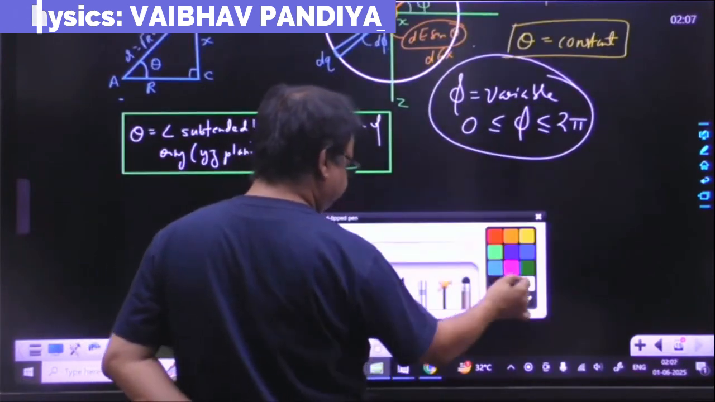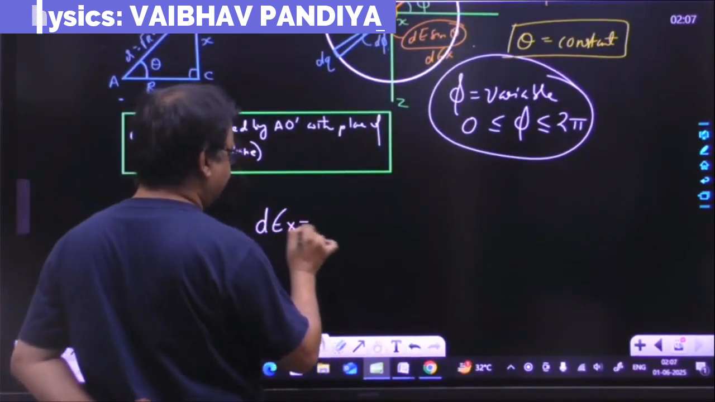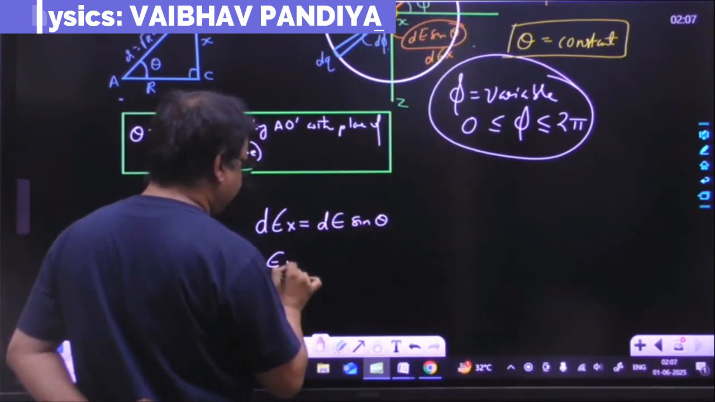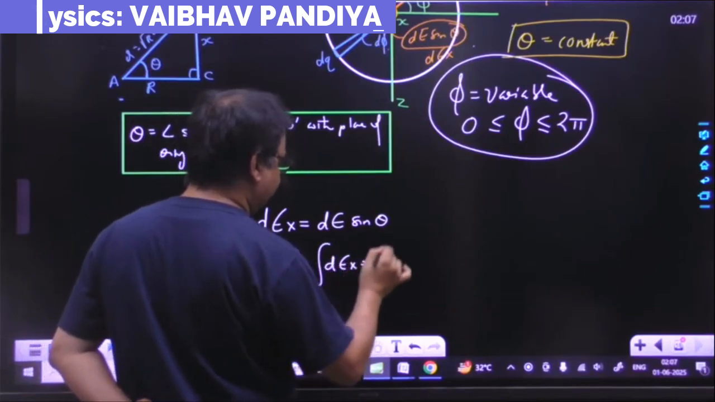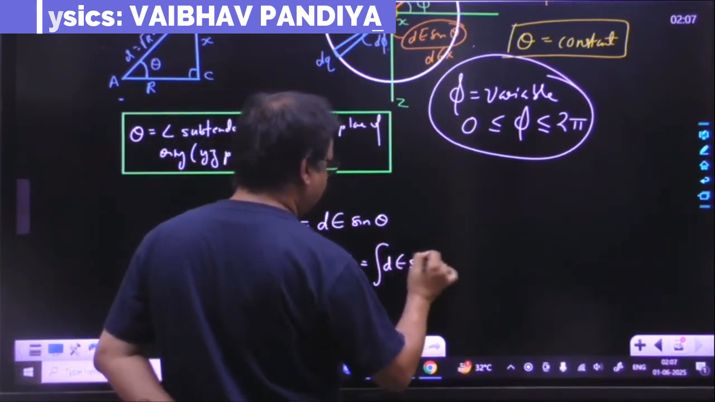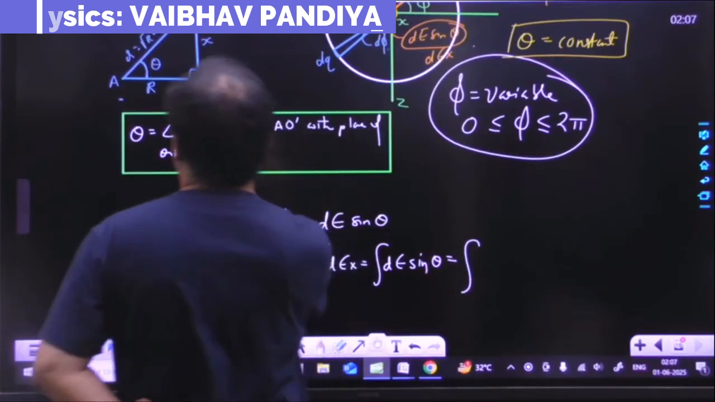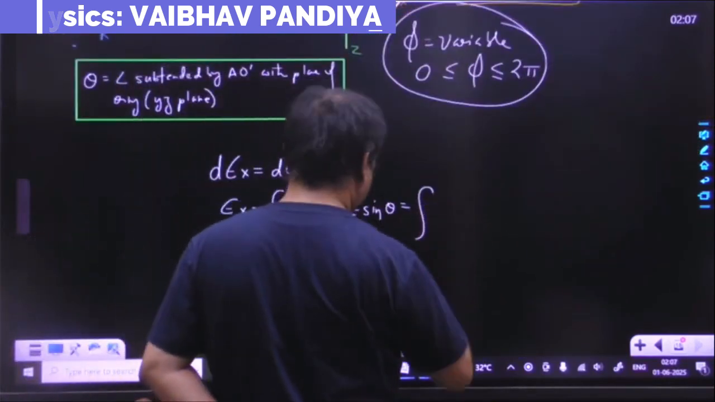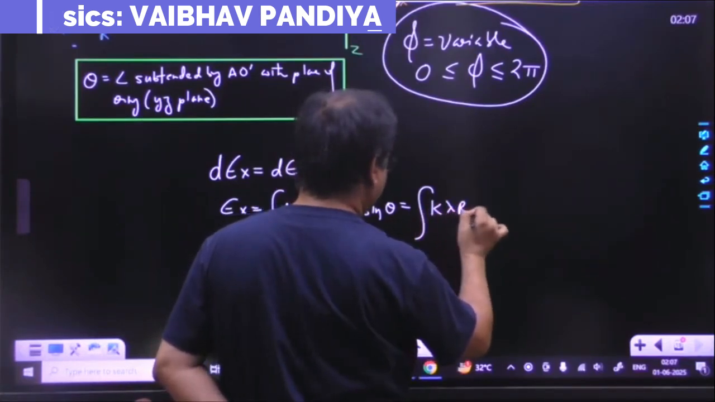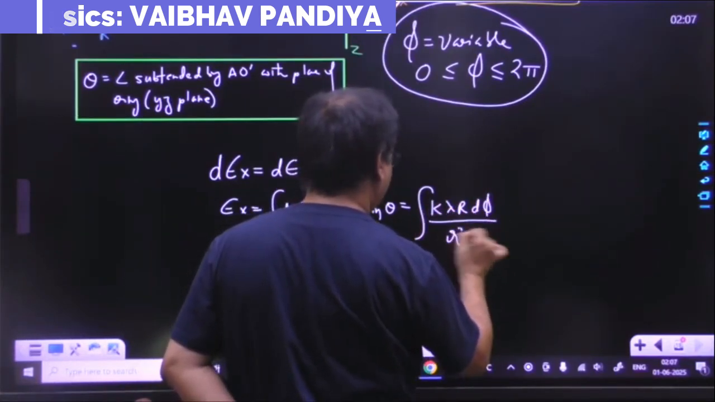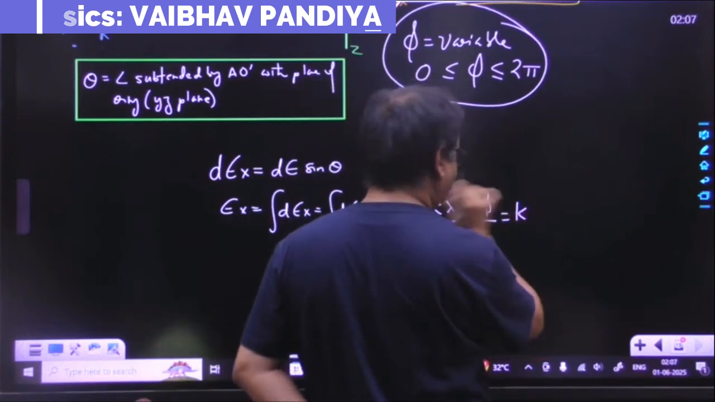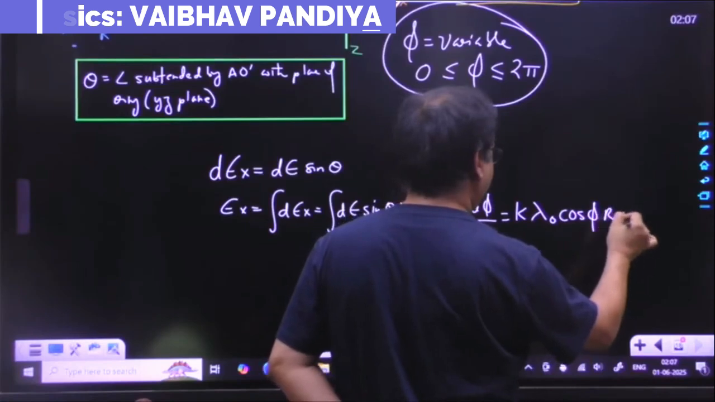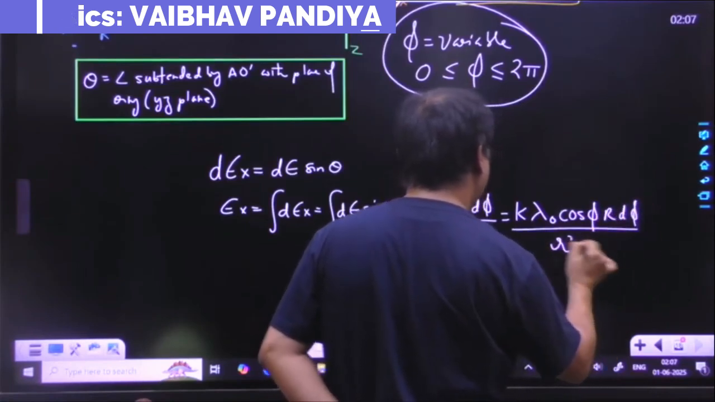So dEx, directly you got dE sin theta. Now what will be Ex? Integral of dEx, that is integral of dE sin theta. And what was dE? dE was k lambda r d phi by r square. So we'll get k, and lambda, which is lambda naught cos phi, will not come out of the integral, r d phi divided by r square.